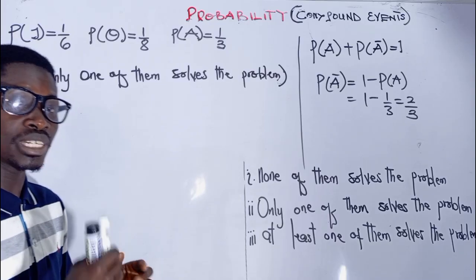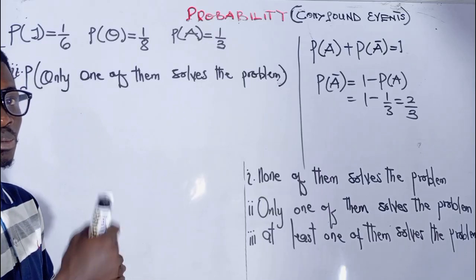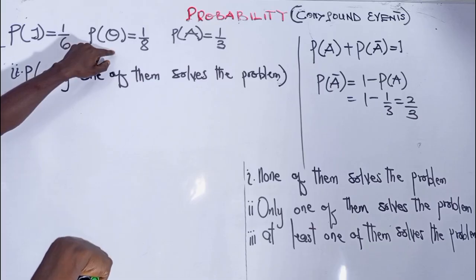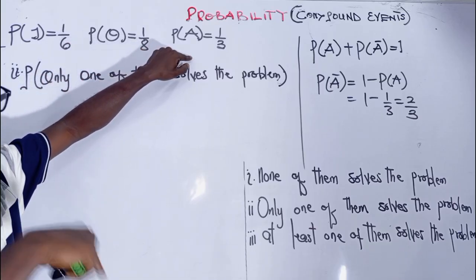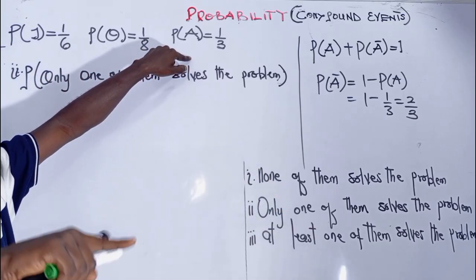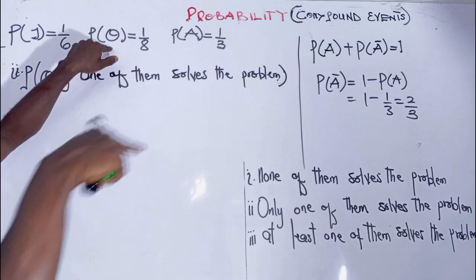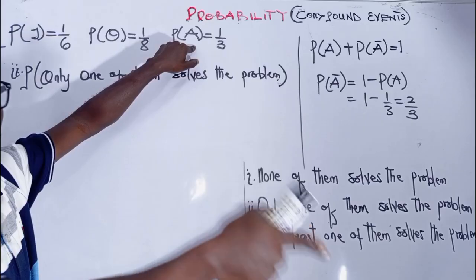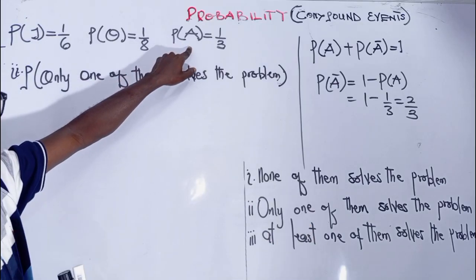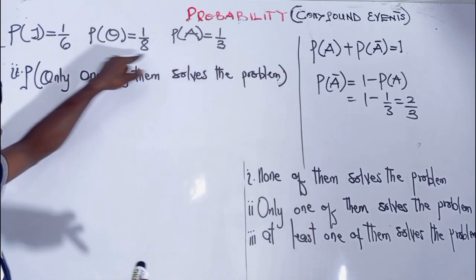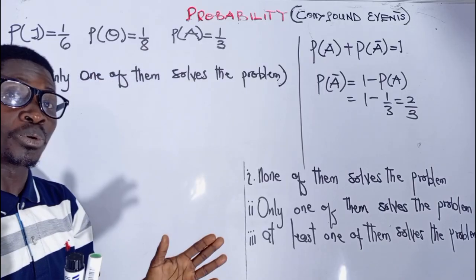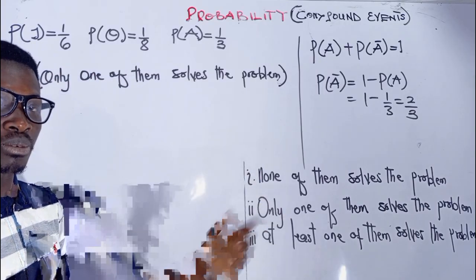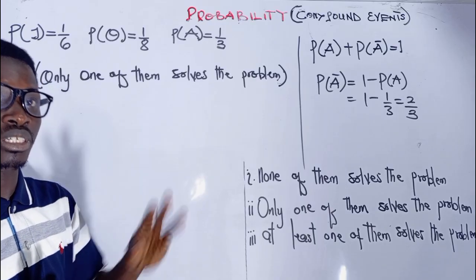So we can say that when the question was presented, Julius was able to solve the problem and Okai and Asamoah were not able to solve the problem. Or Okai was able to solve the problem and Julius and Asamoah were not able to solve the problem. Or Asamoah was able to solve the problem and Julius and Okai were not able to solve the problem. That is the meaning of only one of them solving the problem. Remember, we are having three people, three contestants.